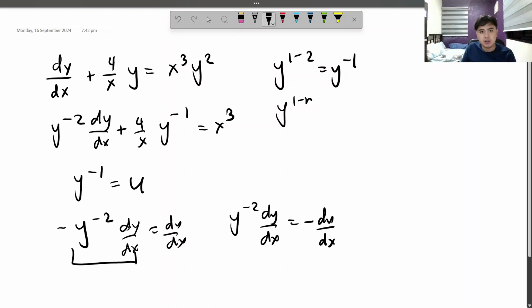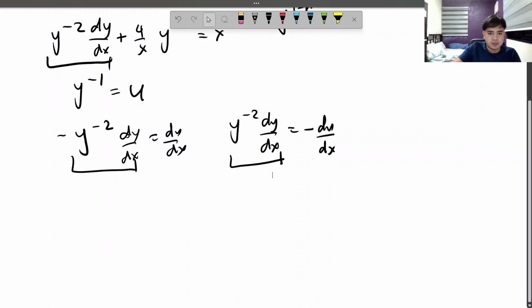I used u here because I like the letter u. You can use any letter you want, like v, but not x, because we're already using x and y here. I just like to use u. Anyway, see here, this matches this.